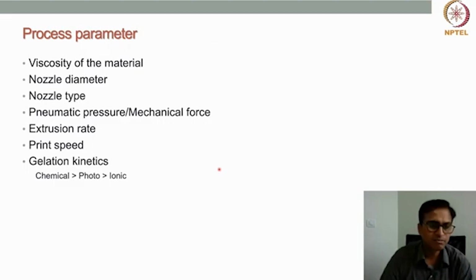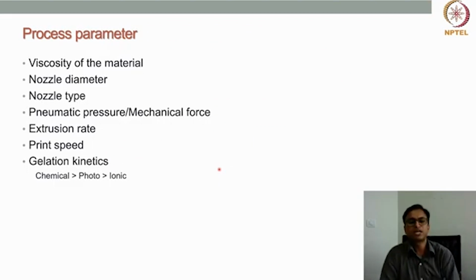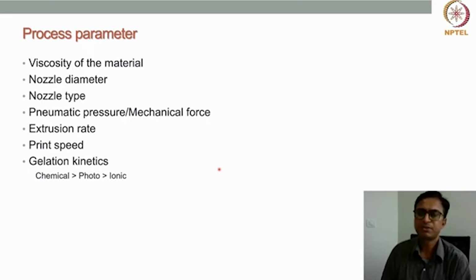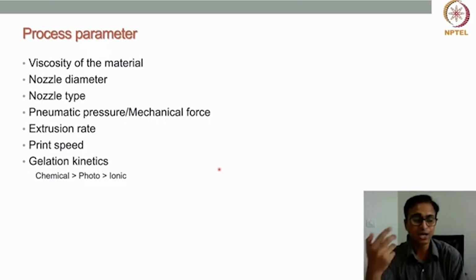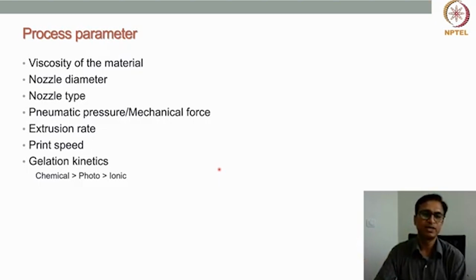When you talk about different bioprinting technologies, process parameters are very important. We need to modulate the process parameters so that we can optimize the bioprinting process to print a suitable structure. Like the viscosity of the material is very important for extrusion based bioprinting, because how the material will extrude through the nozzle will depend upon the viscosity. Accordingly, the pressure will correspond to the viscosity of the material.